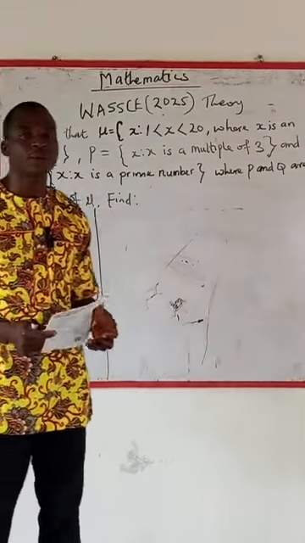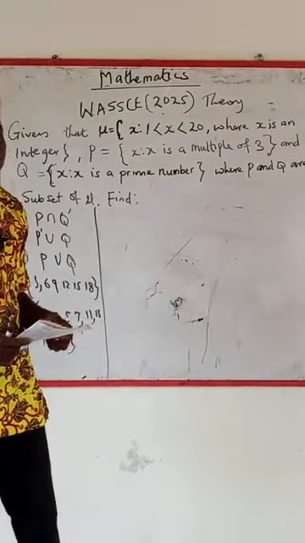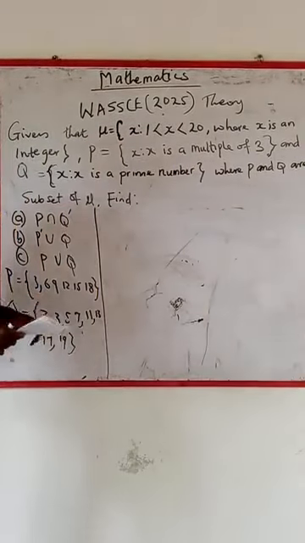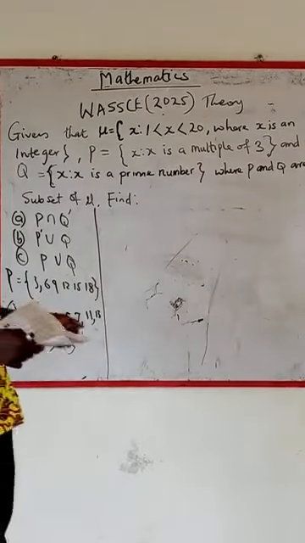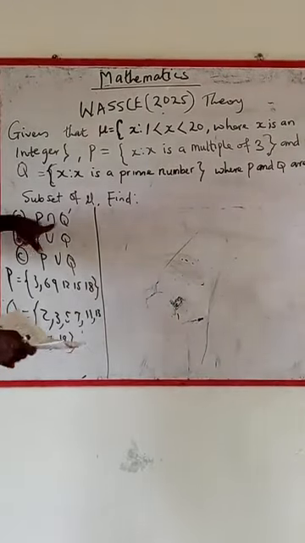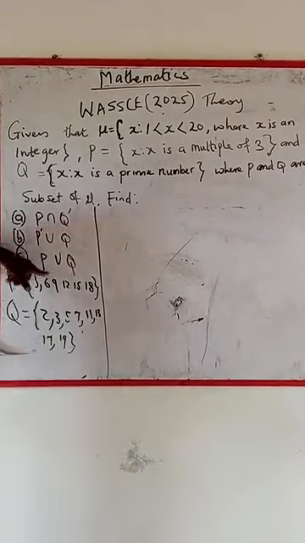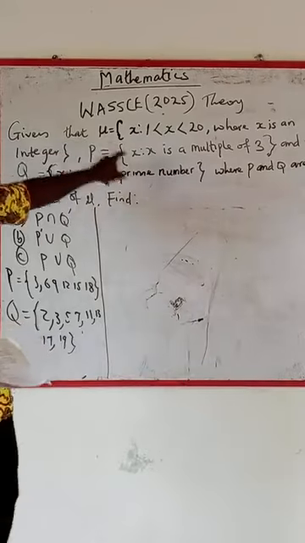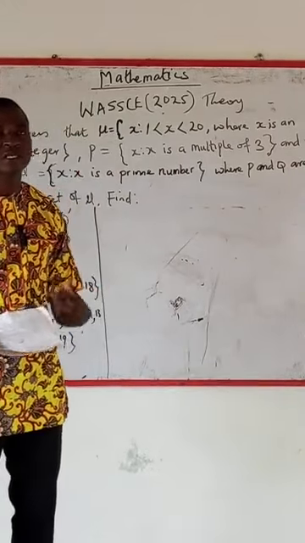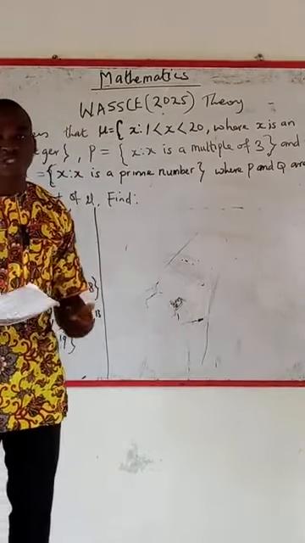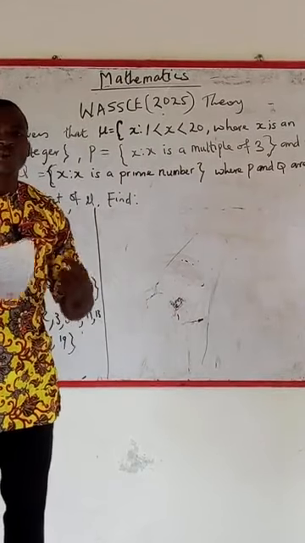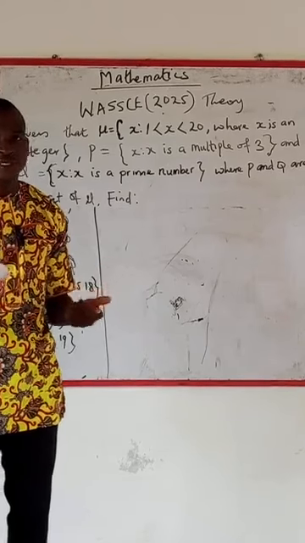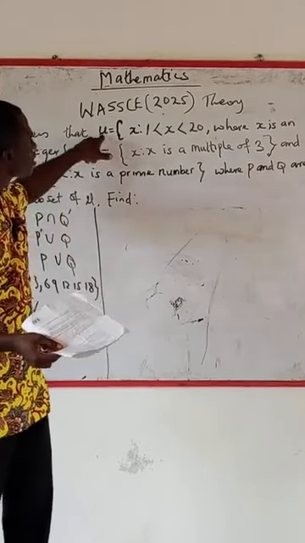There's a question right on the board, and you can see why 2025. The question is on set, and we're asked to look for these questions. It said, given that this one means universal set. I have not talked about set as a topic, but a universal set is a collection of all the items in a particular entity.